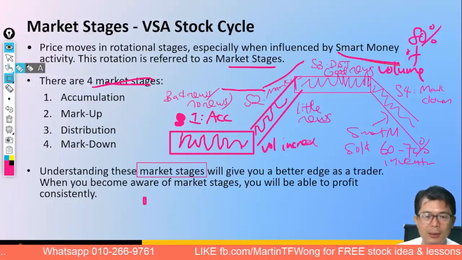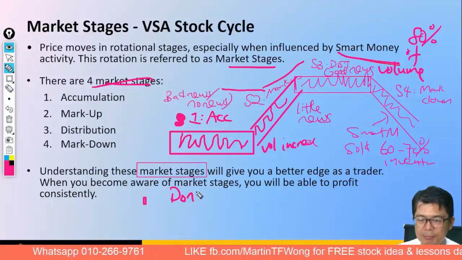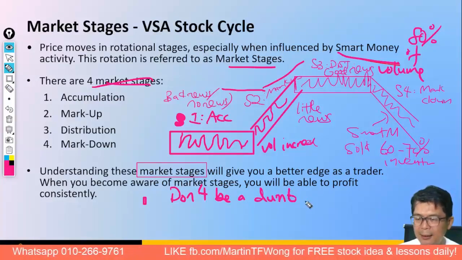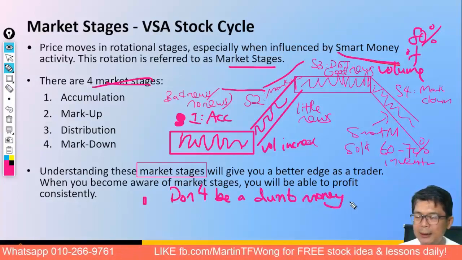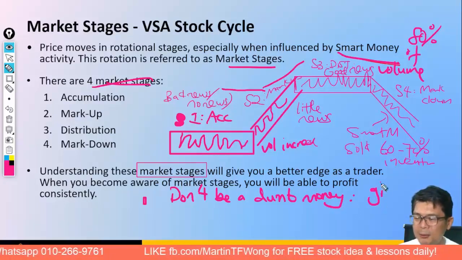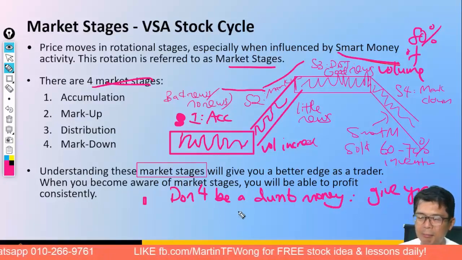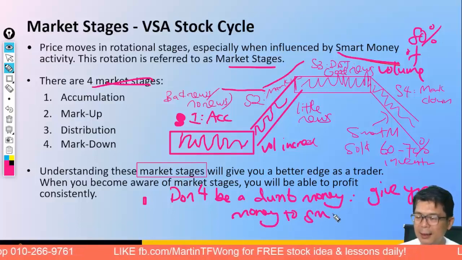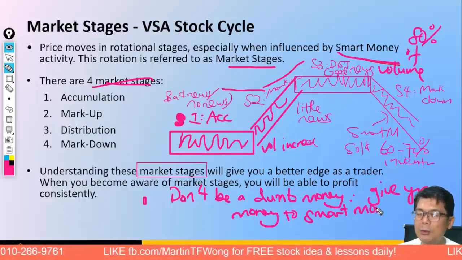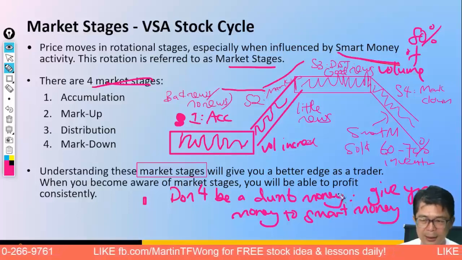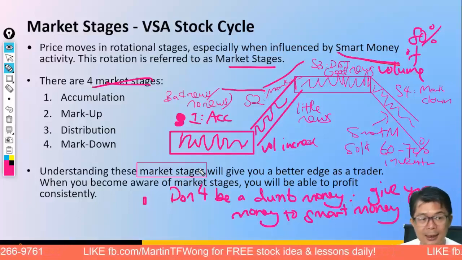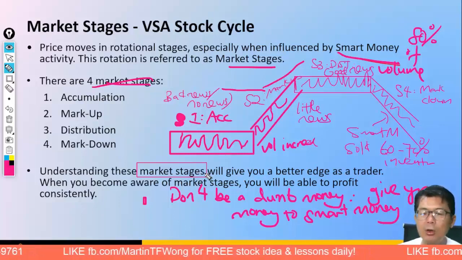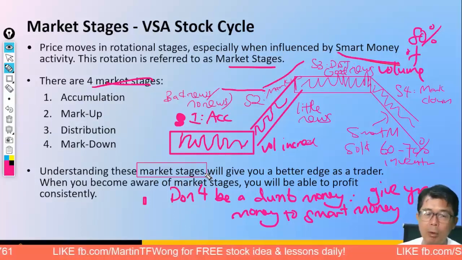As I said before, let me just write this down. Don't be a dumb money, because dumb money will always give money to the smart money. Learn to follow the smart money, then you're able to consistently profit. That's the key message in here. If you have to take away anything, this is very important.